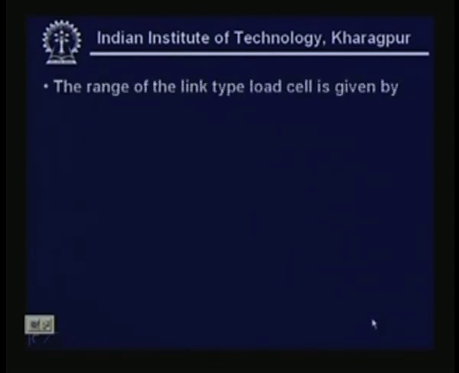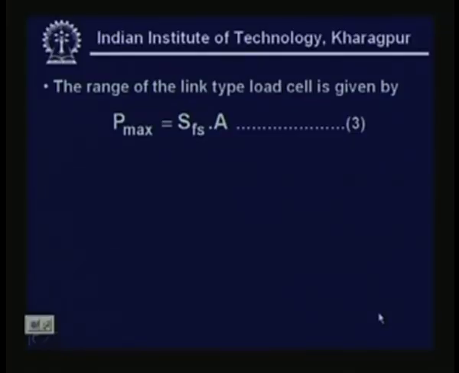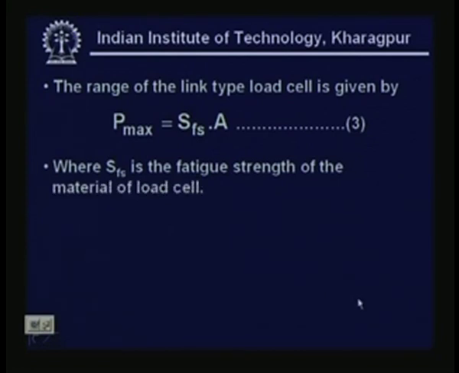Now, the range of the link type load cell or column type load cell, both ways we can see it, either we can take a column type load cell or we can take a link type load cell, is given by P max equal to S subscript FS into A, where SFS is called the fatigue strength of the material of the load cell, right.